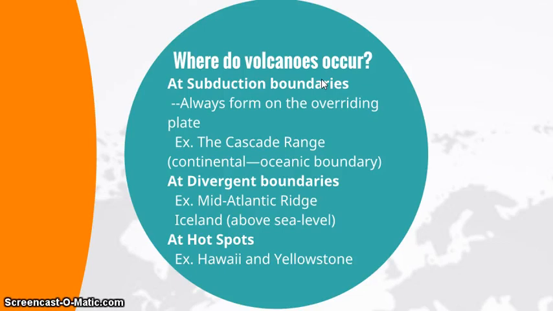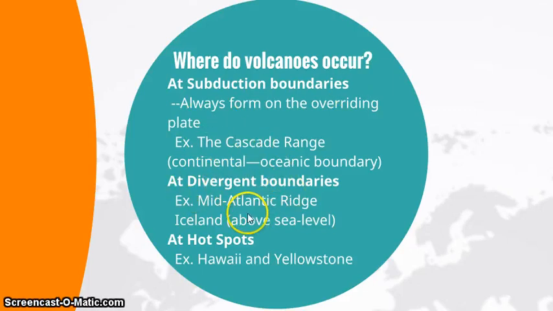Where do volcanoes occur? Their main area is going to be around subduction boundaries, where we're going to have one crust riding over top of another crust, and as that lower crust gets recycled or melted back down inside the Earth, the extra magma that builds up from that will form that volcanic ridge there.